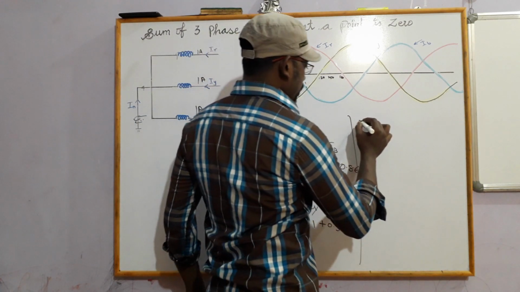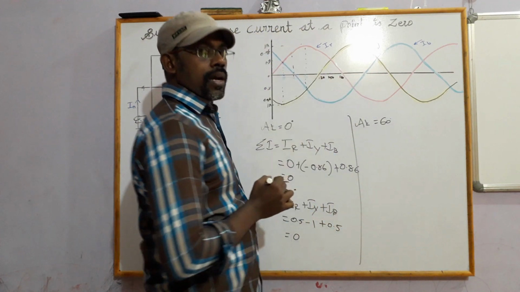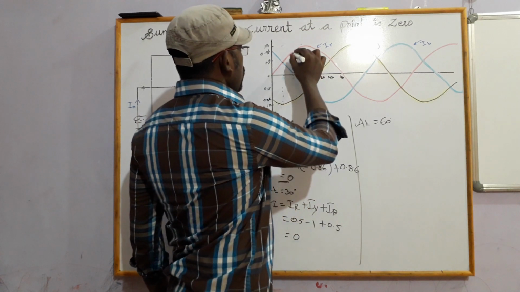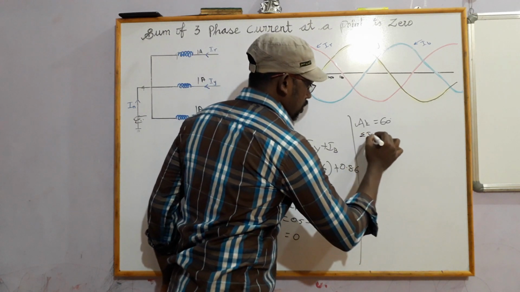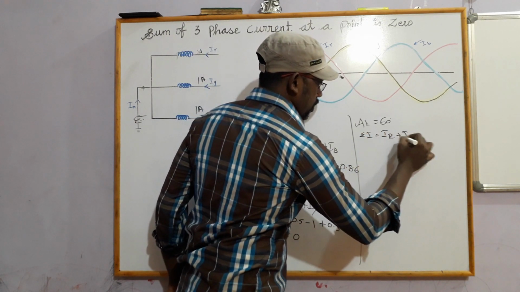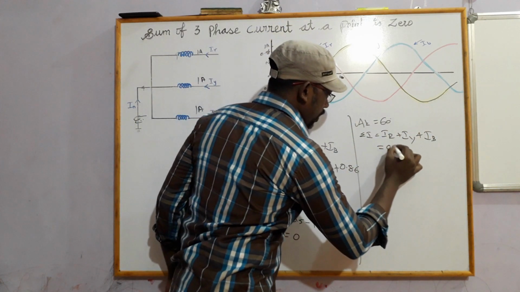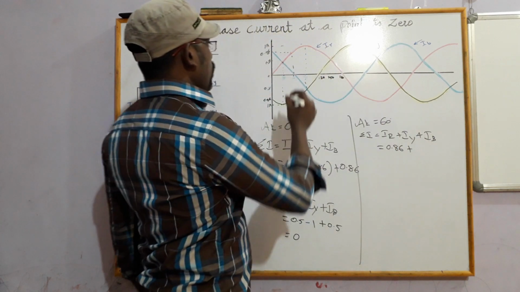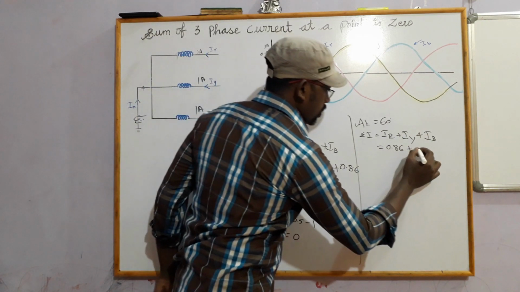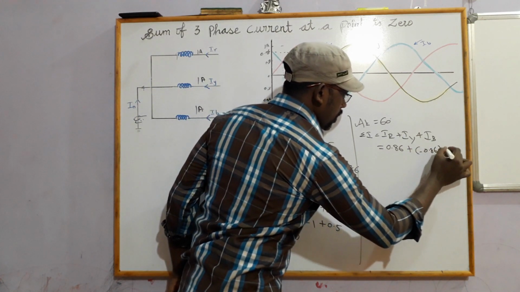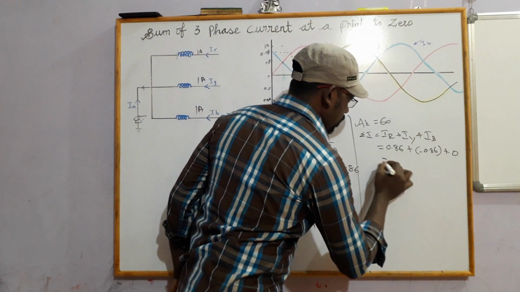Now we are going to see at 60. This is the 60 angle. At 60 angle, now we go for the sum of current. The R phase is 0.86 plus. When I see the Y phase, it is also 0.86 but minus 0.86. The B phase is 0. When I add all these, I get 0.